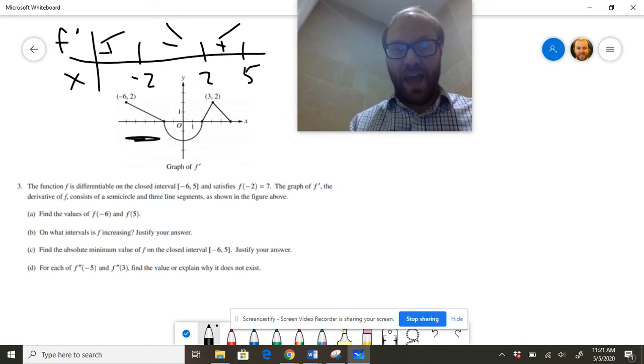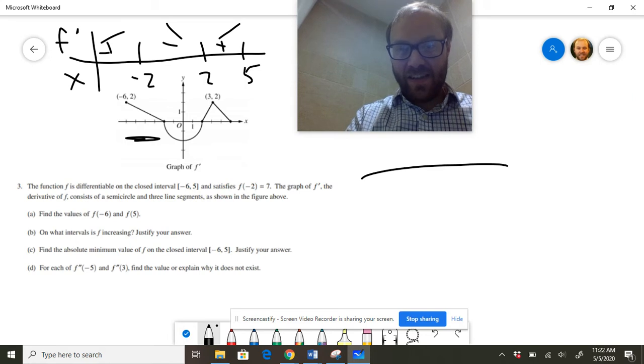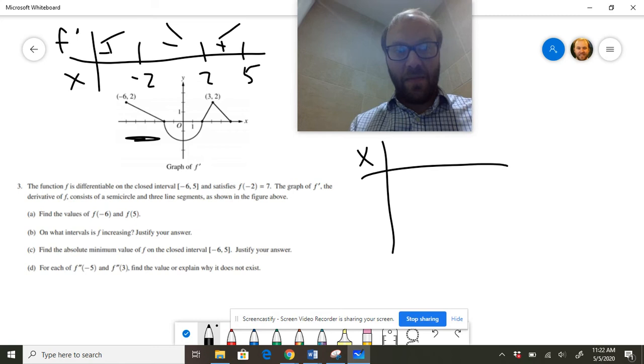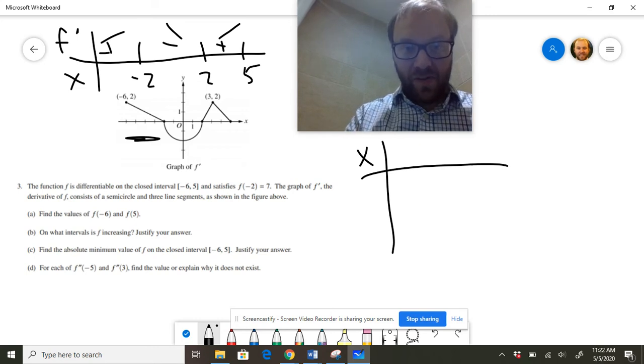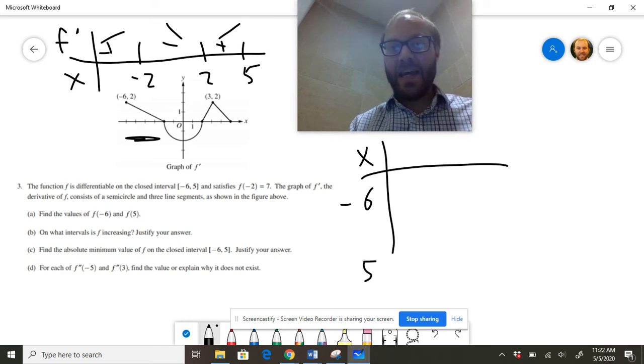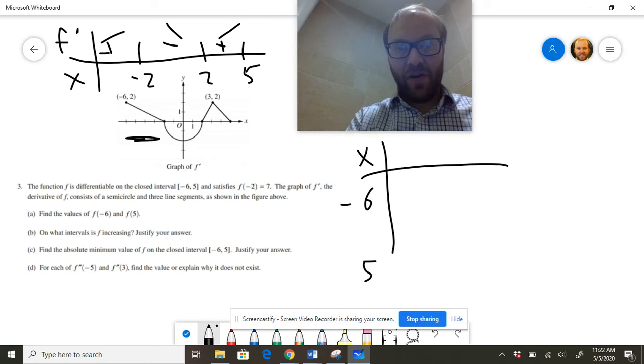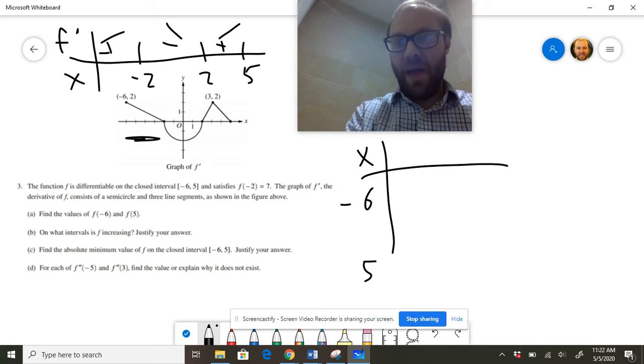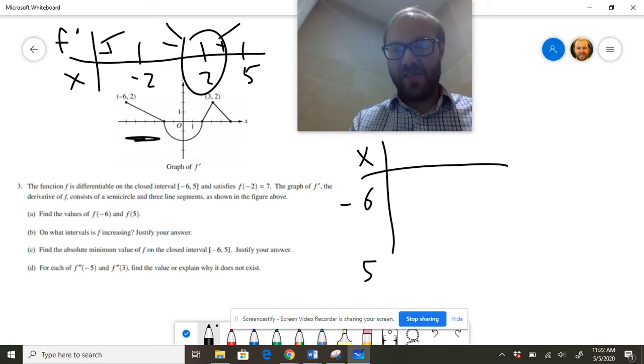Part C asks us for the absolute minimum value on the closed interval. Well, technically, when you're checking for max and minimum values, you want to check, they call them the candidate points. Okay, and the candidate points would be any endpoint of the interval. So the interval starts at -6 and the interval ends at 5. Okay, technically any relative maximum or minimum could be a location. So there could be one at -2, there could be one at +2. Notice though, -2 is a maximum. Only +2 is a minimum. So you really only need to check +2.